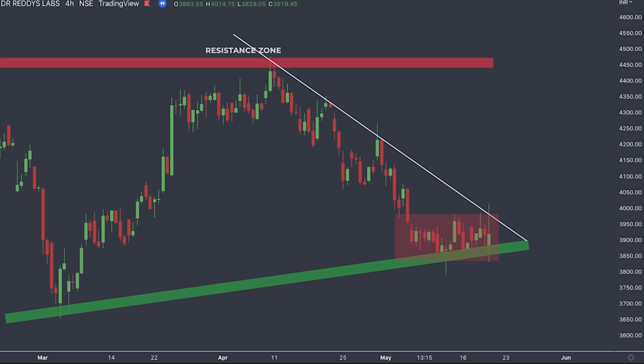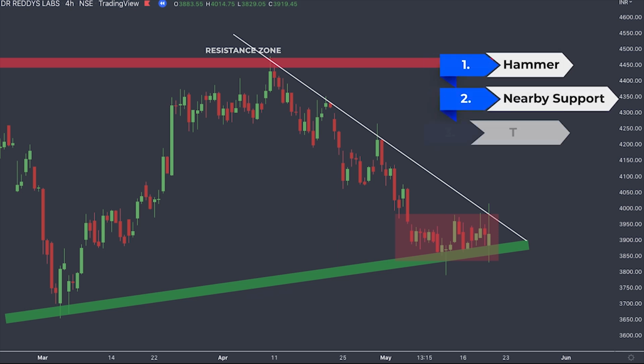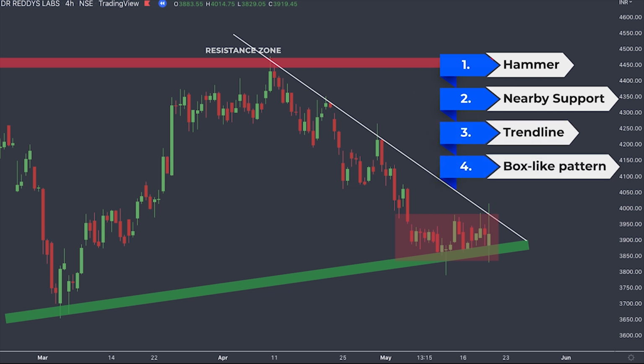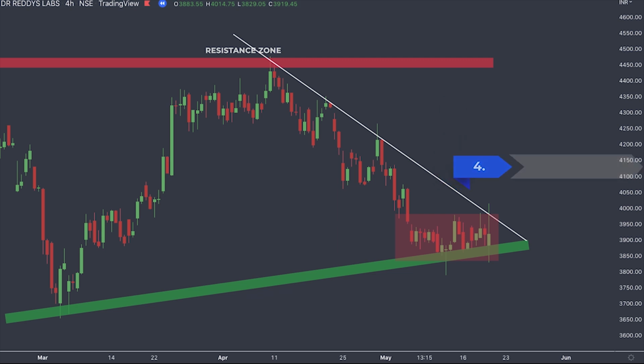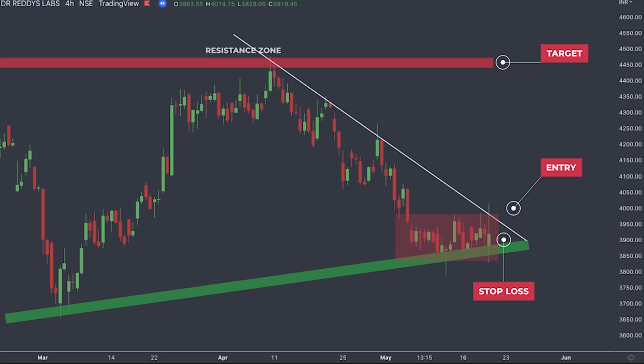So on what conditions are we entering? We have a hammer, we have a good area of support. Not just that, we have a trend line, and we have this box-like pattern. So on a breakout of this trend line, you would be entering, and the stop loss for this trade is going to be below the trend line and not below the zone, because previously we entered just based on the candlestick and the nearby area, but here in this example we are entering based on the breakout. We are entering based on the trend line here. So our stop loss will be below the trend line and our target for this trade will be at this resistance here.